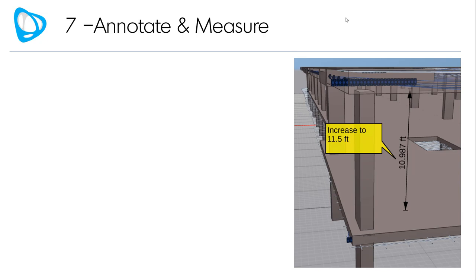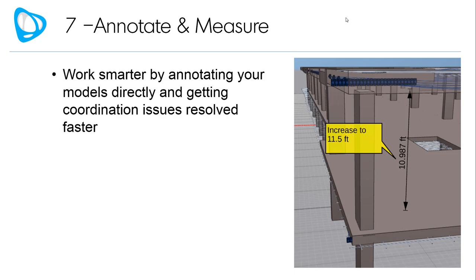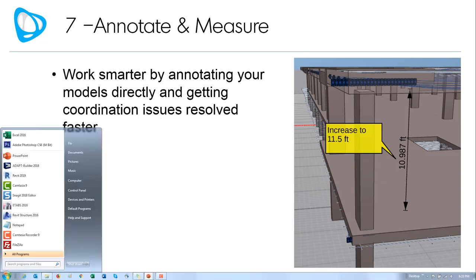So the last workflow is really the simplest, and that's just to say, instead of making screenshots of your models and marking them up in blue in a PDF, go ahead and just simply use the model itself and create annotations directly on there. That way you're not losing the 3D context that's really underlying your annotations. So again, this is to be able to work smarter by annotating your models directly and getting coordination issues resolved faster. Let's go through a simple example.